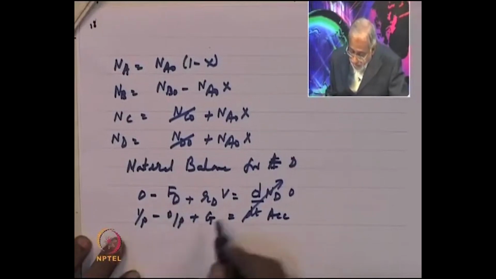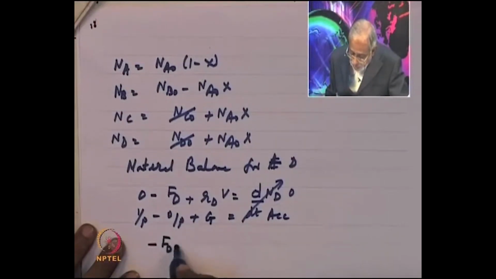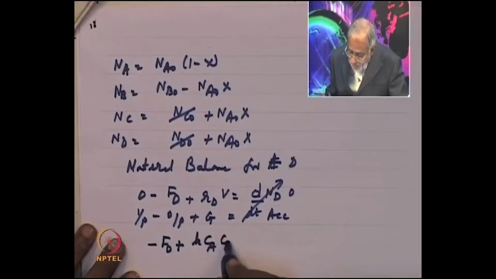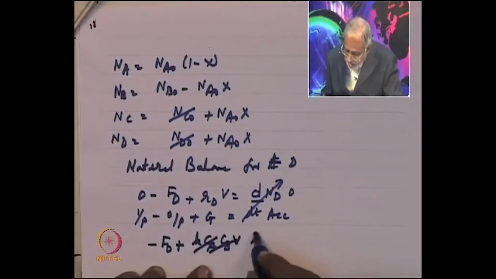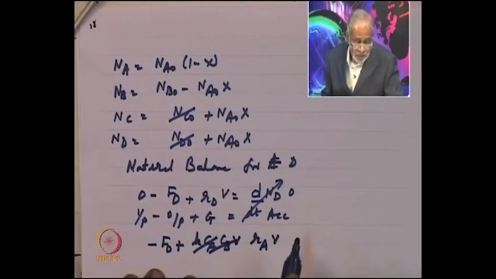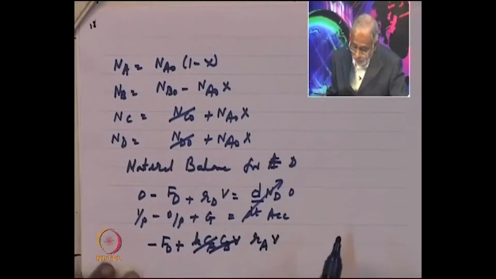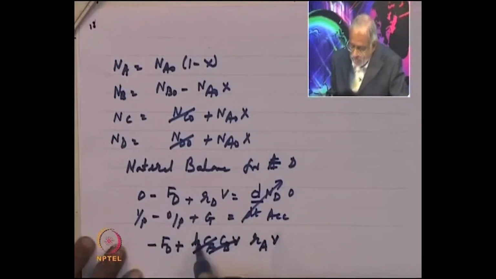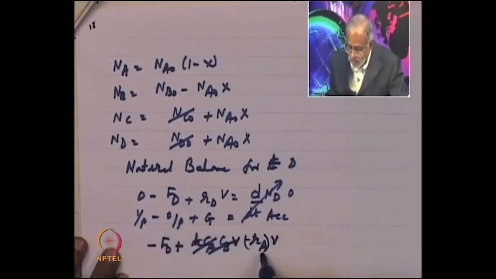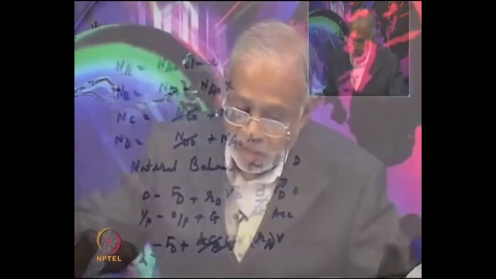What is R_D? By definition, R_D is k C_A C_B times V, or in other words, R_D is the same as R_AB with a minus sign. Is it all right? Because whatever is A consumed is D formed. Okay. All right.